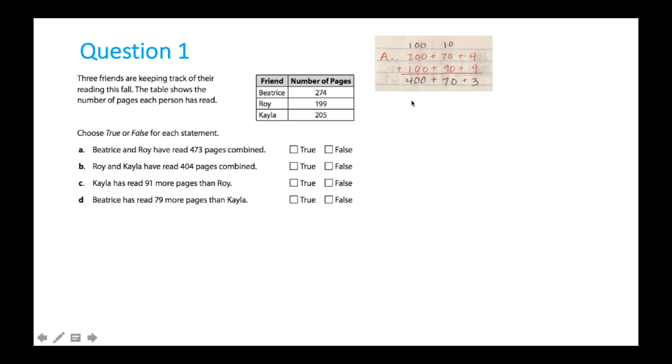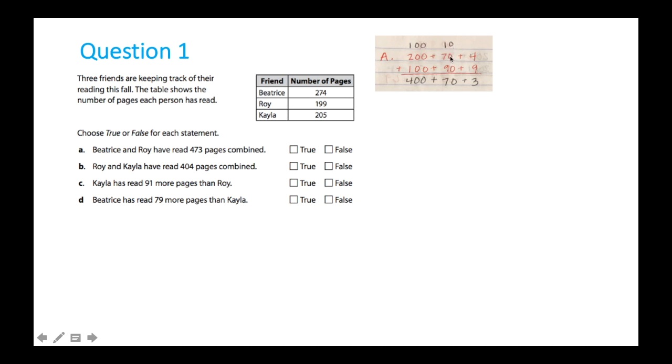So what I did up here is I used the break apart strategy. So I took the 200 plus 70 plus 4, and then 100 plus 90 plus 9, and then I added from there. So I have 4 and 9 gives me 13. So I left the 3 ones here, and I gave the 10 to the tens place.